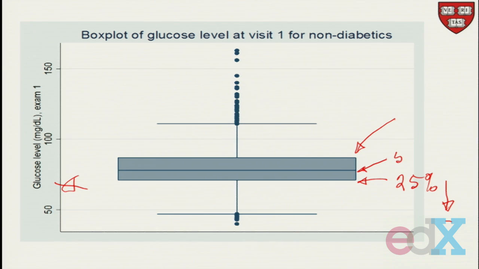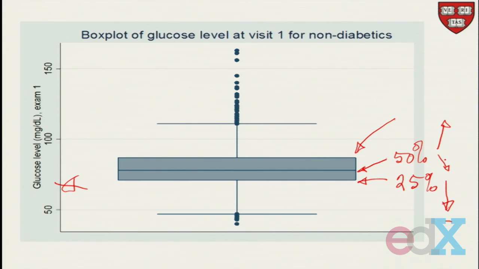So it's where 50% of the data lies. If 50% lies below, 50% is also going to lie above. So 50% of the data is at that line. We'll find out later that we're going to call this the median. And then the top of the box is where 75% of the data lies beneath the box.